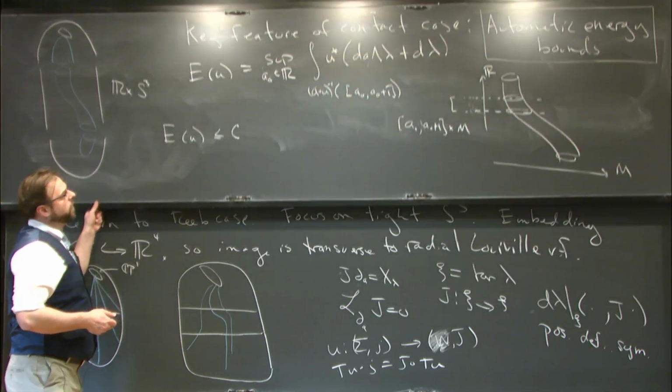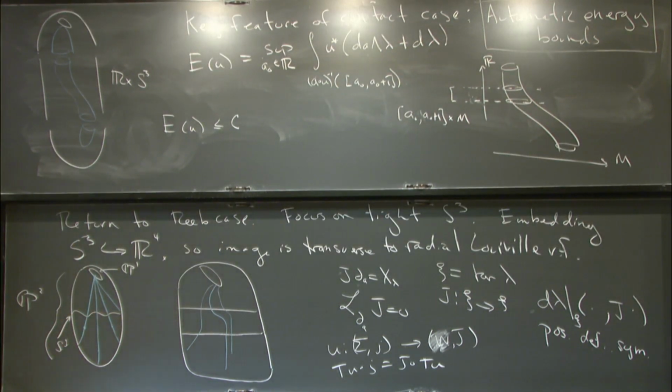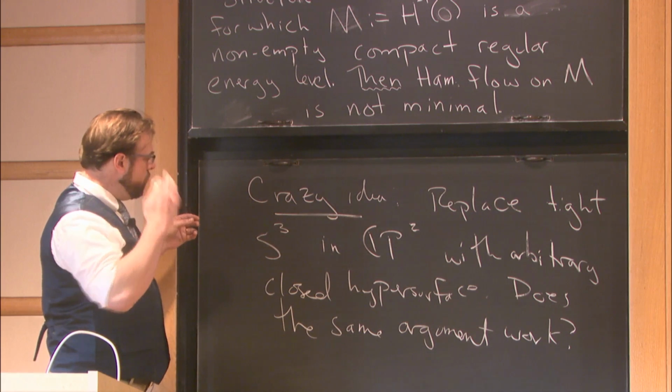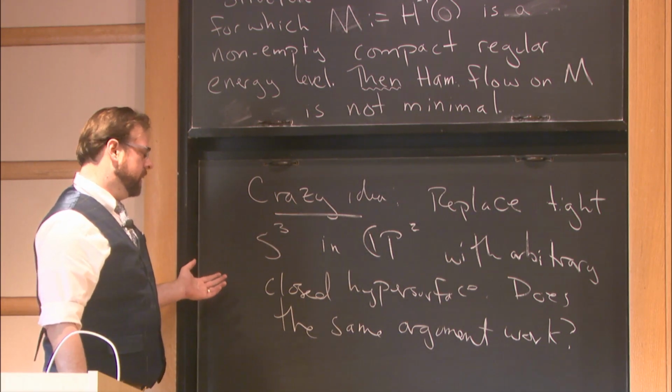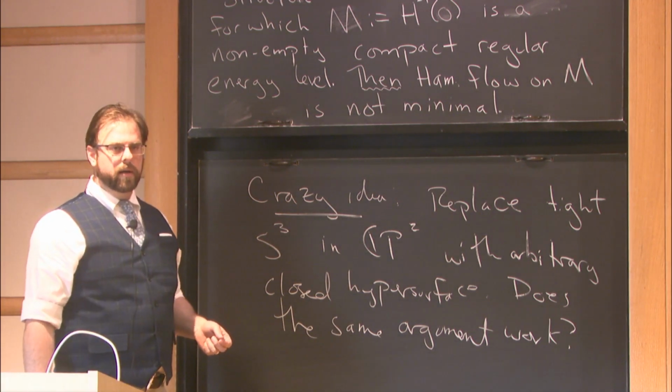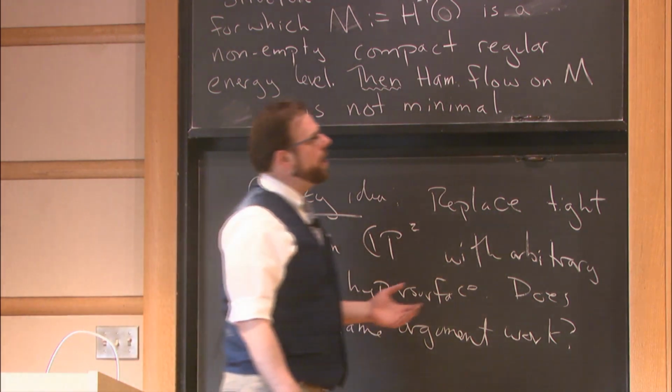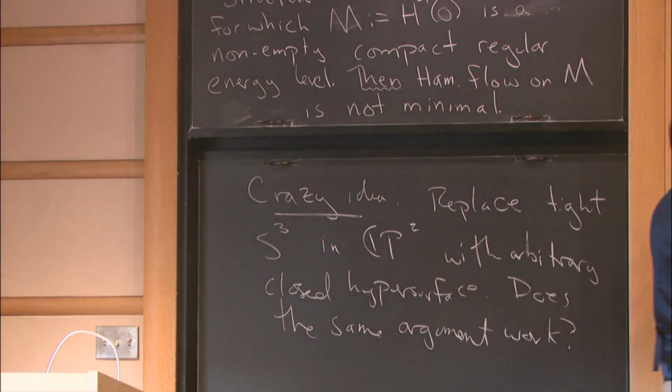So this had been around for quite a while, and so now we have a crazy idea. Replace the tight S3 in CP2, so anything star-shaped, with an arbitrary closed hypersurface. Does the same argument work? I mean, in some sense, you might say, well, it seems kind of plausible, right? Maybe we can adjust this thing so we have, again, our almost complex structure is translation invariant.